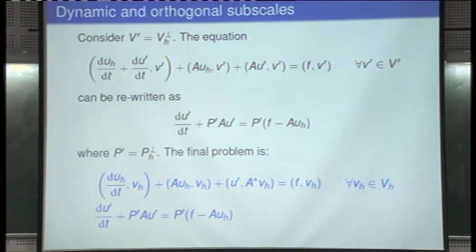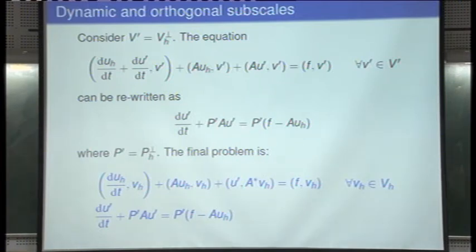And this is exact. By the way, the projection of the derivative is the derivative itself, because this element already belongs to the finite element space. So that's exact. No approximation so far. Contrary to second order problems, here there is no approximation. This is the projection onto the space of subscales of the finite element residual. This, again, is exact.